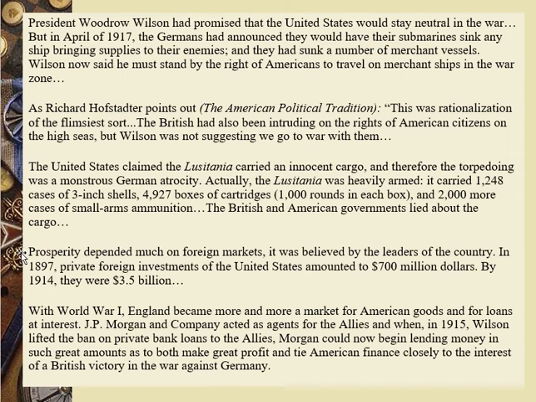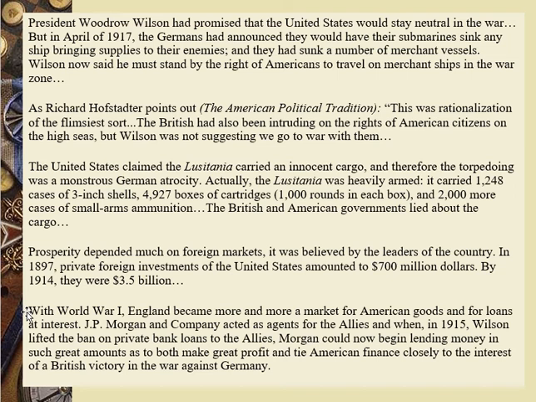Right? Prosperity depended much on foreign markets. It was believed by the leaders of the country that in 1897 private foreign investments of the United States amounted to about $700 million. By 1914, it was 3.5 million. So Americans are investing in these countries that are at war, right? And they have a lot of American money over there. So think commercialism as kind of a cause to get us involved.